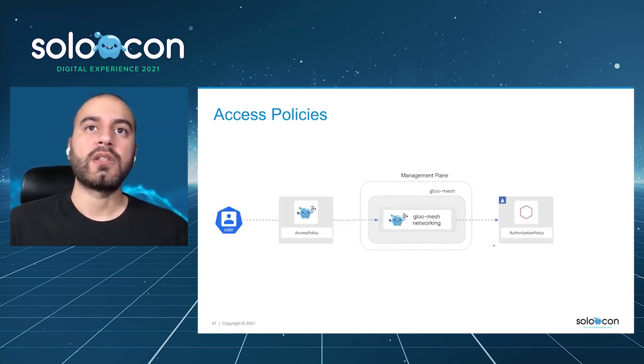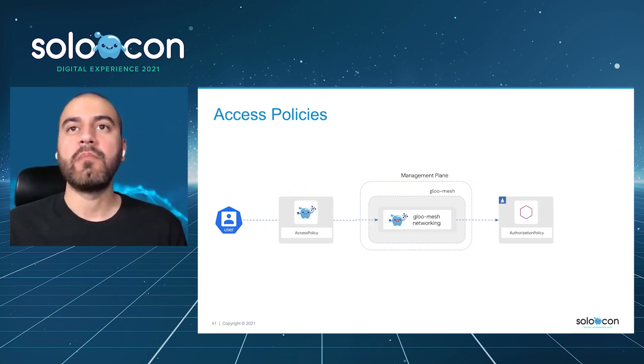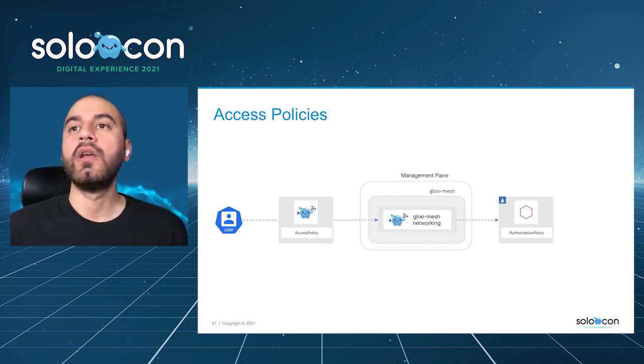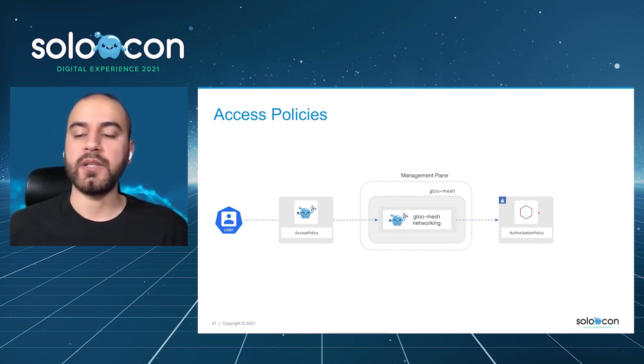So what actually happens is that you have this access policy that we just created. We apply it to the management plane. The Gloo Mesh networking component specifically is what's looking for it. And then that gets translated into the actual authorization policies that are translated from the access policy.